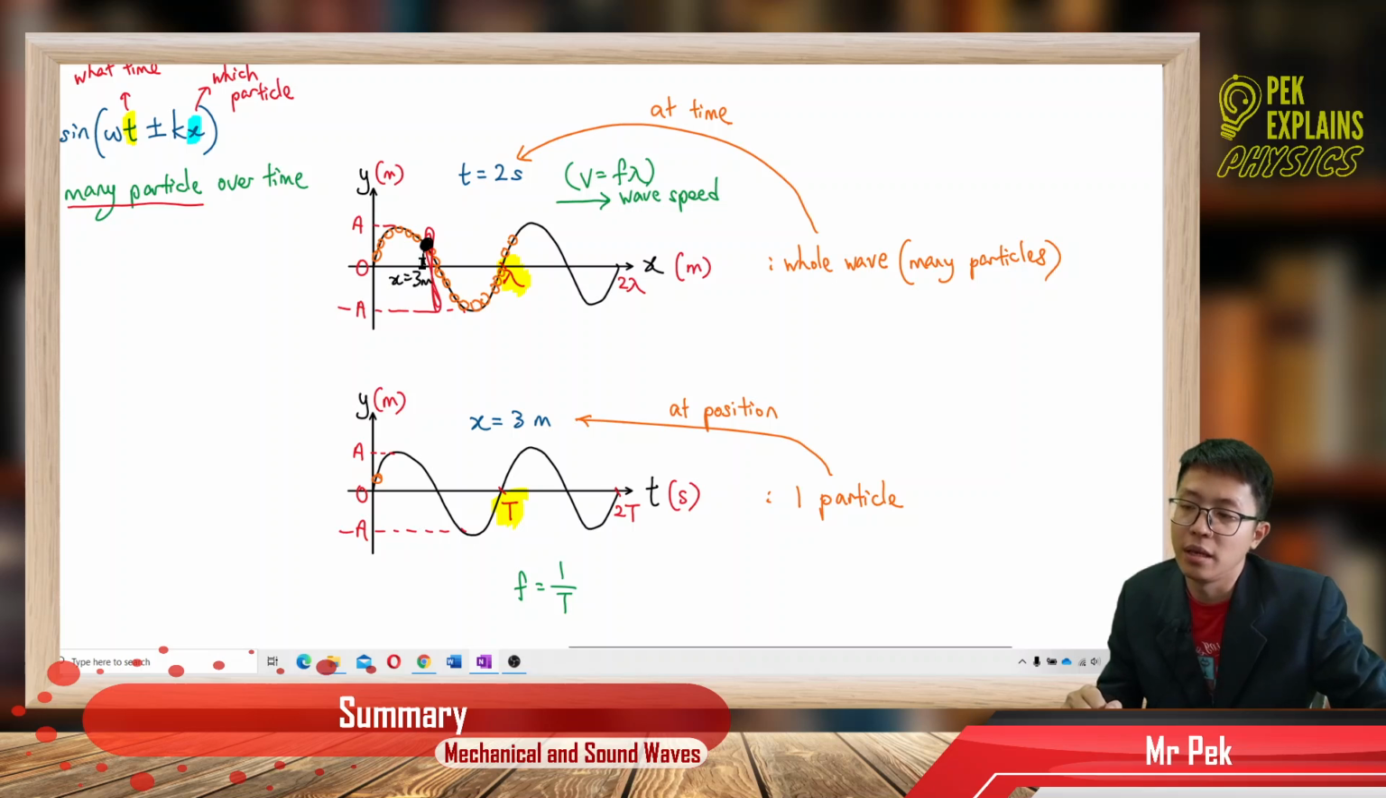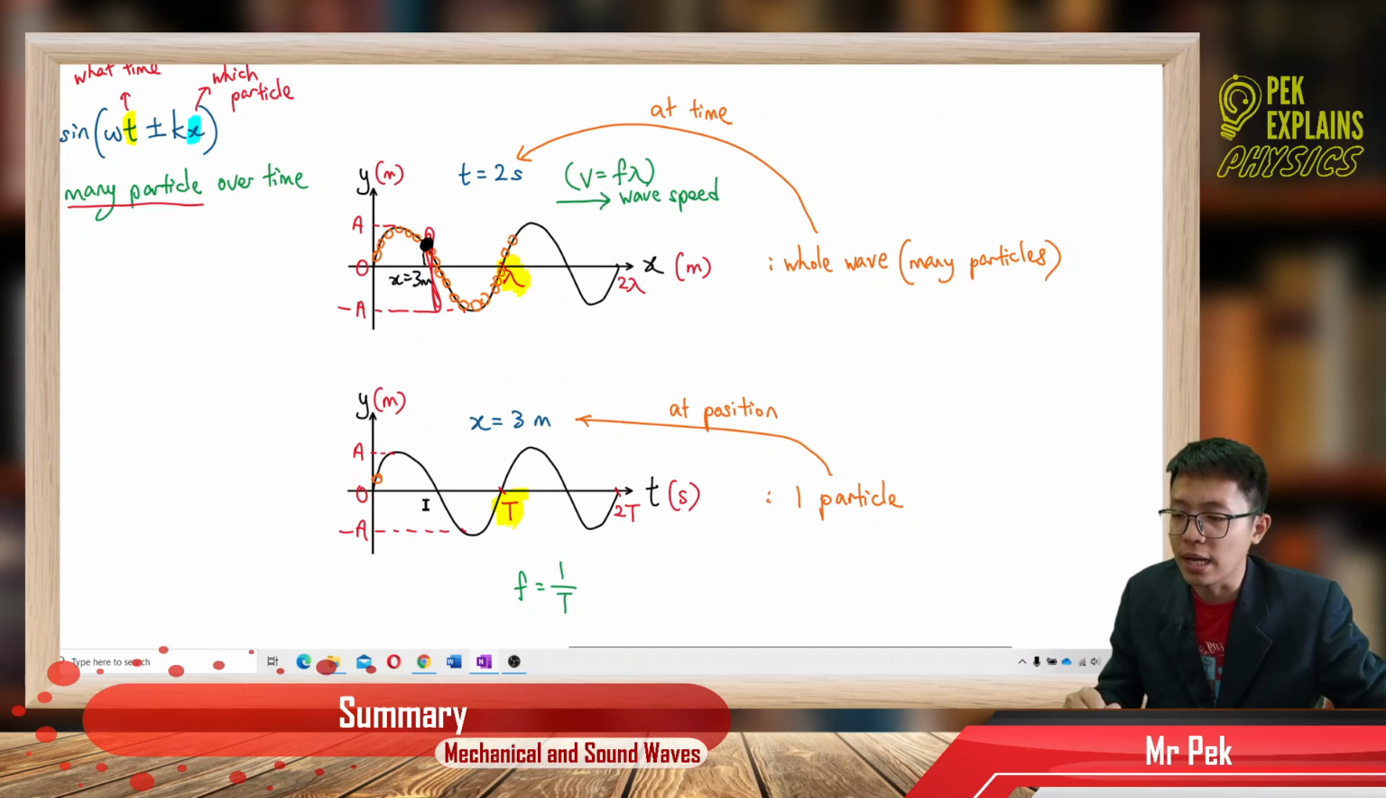This y displacement versus time graph means the oscillation of the x equal to 3 meter particle up and down over time. This graph shows the oscillation of this particle up and down over time. So that's why this graph can give us the period, because it shows us how much time it used to complete one oscillation. The time to complete one oscillation is one period. Okay?